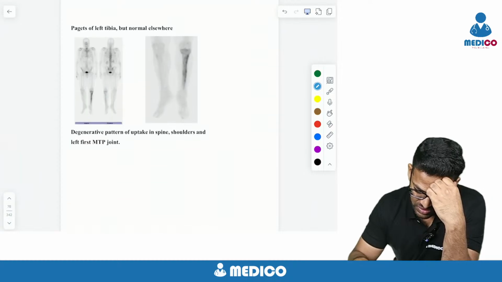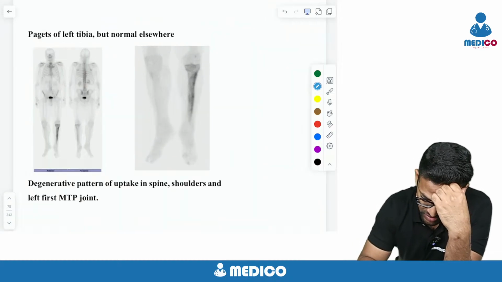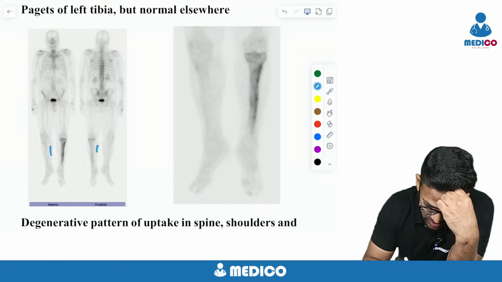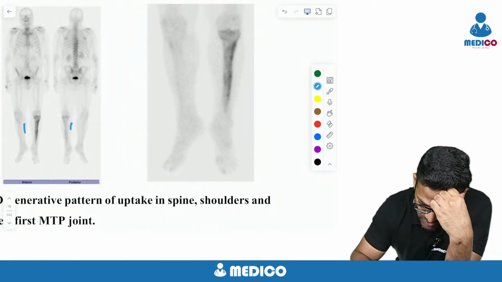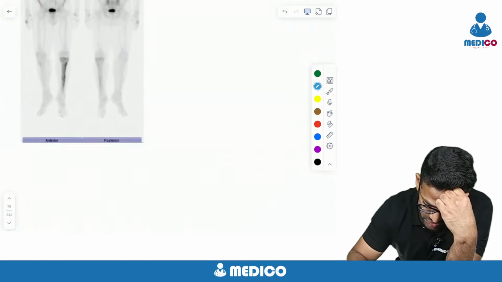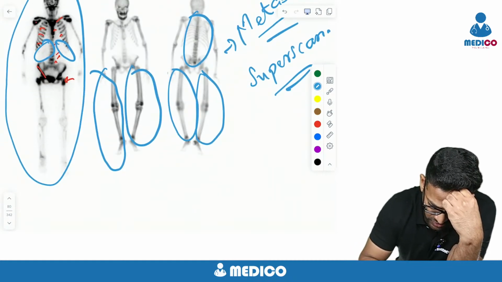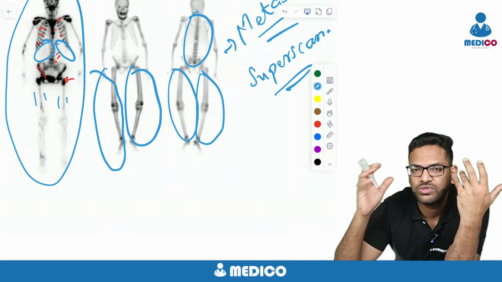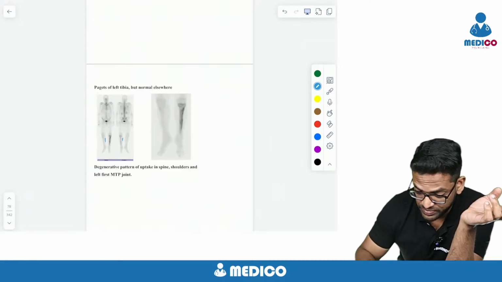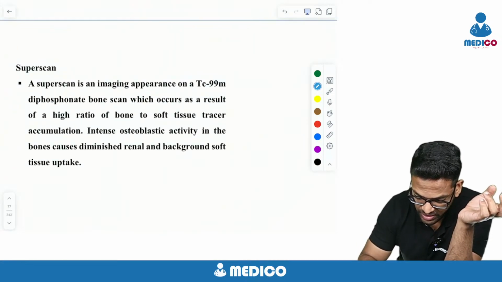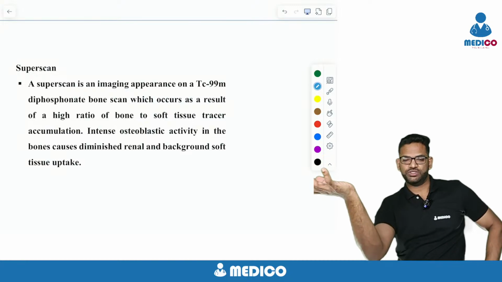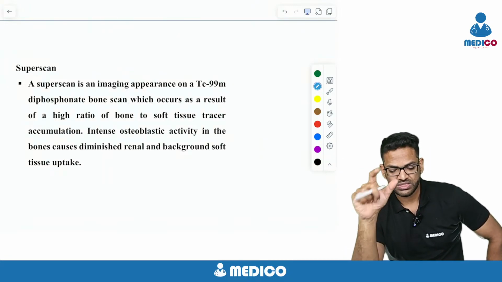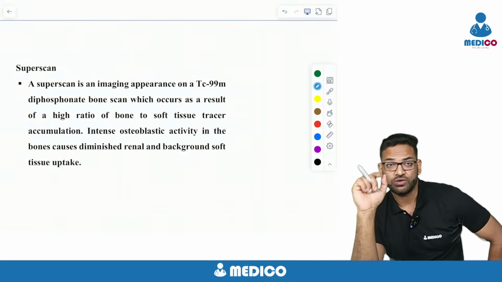So the thing is, even the soft tissues were showing uptake, right? I'll just show you the soft tissue. See, even these calf muscles here are showing uptake. But if you see our super scan, it is not giving tracer to any of them. It's not showing any uptake anywhere. It doesn't give to the kidney, it doesn't give to the soft tissue. So it's a high ratio. That's what they mean by a high ratio of bone to soft tissue tracer accumulation. And intense osteoblastic activity in the bones causes diminished renal and background soft tissue uptake.